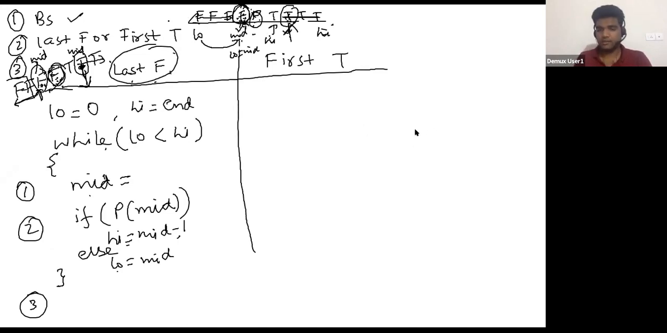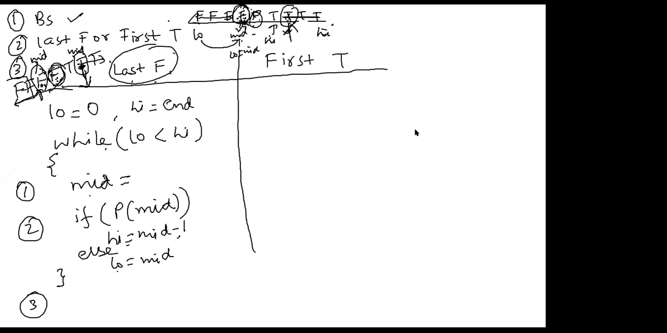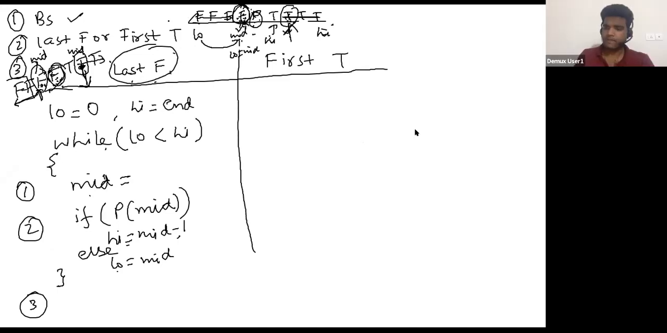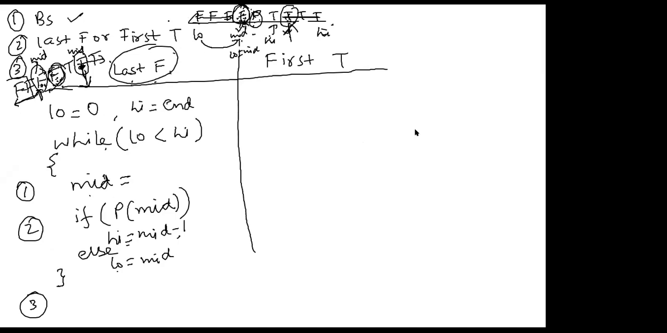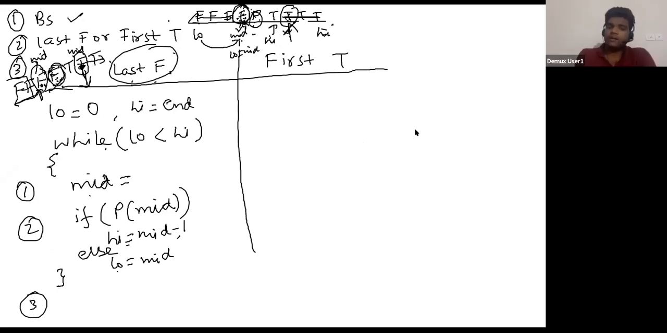That's the scope basically. So, sir, when we choose a predicate which is giving all falses or all trues, then we can't find any key, right? We'll not be able to find, right? Yeah, so we will return not found.